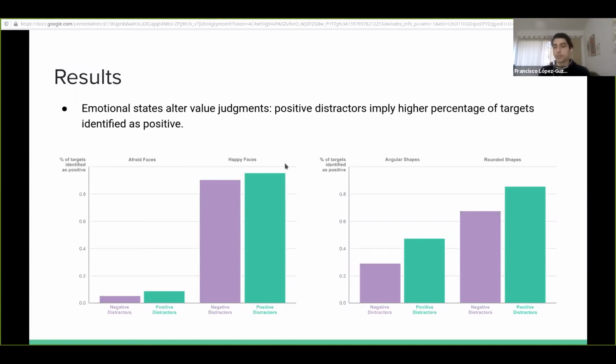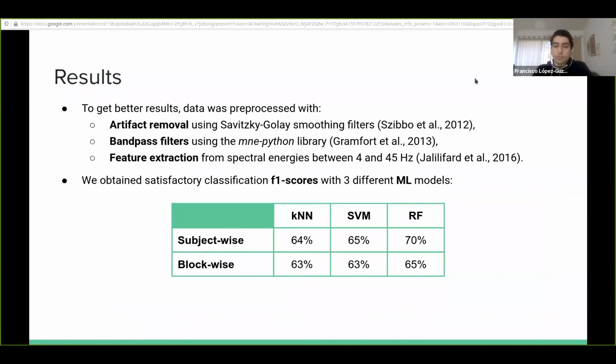Positive contexts imply subjects identified both happy and afraid faces slightly more often as being positive. But this is more interesting when we look at the shapes, because these shapes don't have an emotional meaning per se. And so here we can see that, on average, angular shapes were slightly more negative than rounded shapes. But the difference depending on the context here is much more present, and so positive context influences or alters the value judgments.